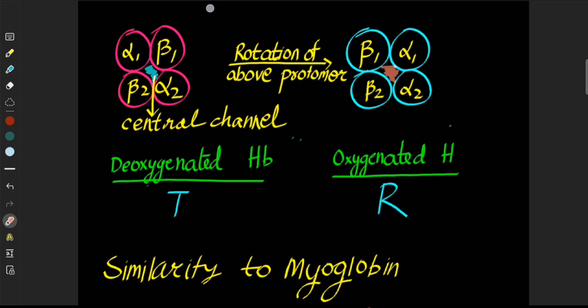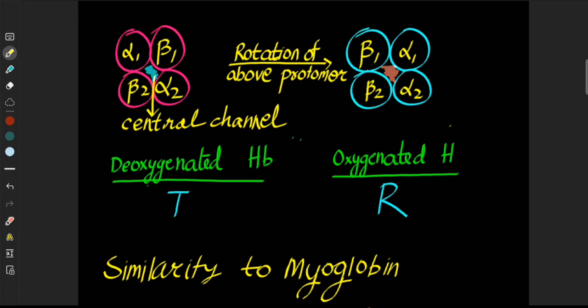That means the first oxygen, when it comes and binds to this B1, it is very hard for this oxygen to bind to this heme prosthetic group. But as the oxygen binds to this group, there will be a conformational change, and all the other three oxygens will now try to bind to the heme prosthetic group in a very easy manner.